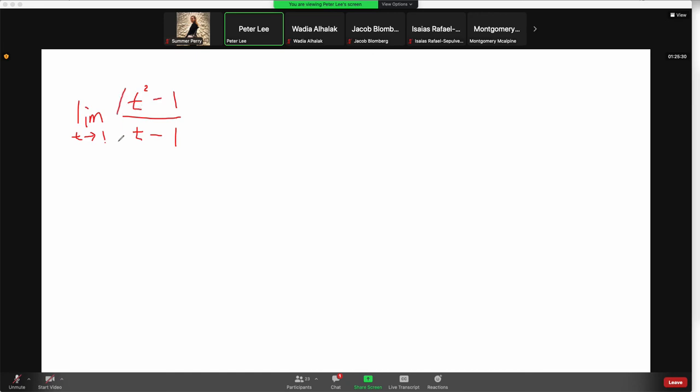In order to figure this one out, we have to understand what this means. What this means in this case is t is approaching 1. We want to know what happens when t is approaching 1. So we have this expression, t squared minus 1 over t minus 1. But this is essentially t plus 1, because this is t minus 1 times t plus 1, over t minus 1. So this is essentially t plus 1.